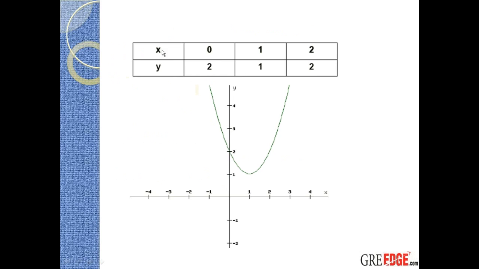Okay. So when x was 0, y was 2. When x was 1, y arrived as 1. So when x is 2, y arrived as 2. So this is the low point, and you are getting the range of y as greater than or equal to 1. And for x, it is all real values. Okay.